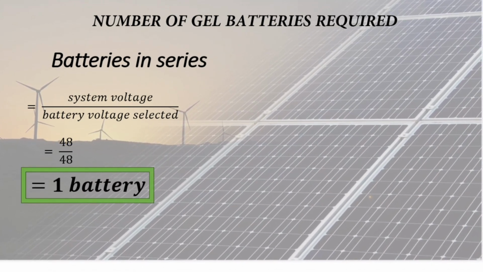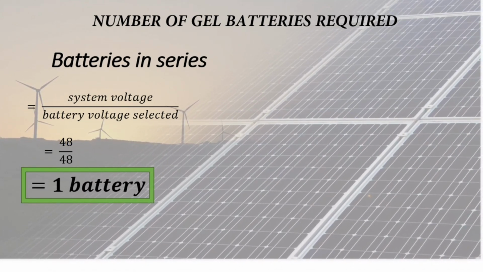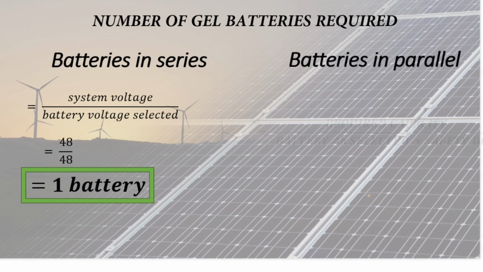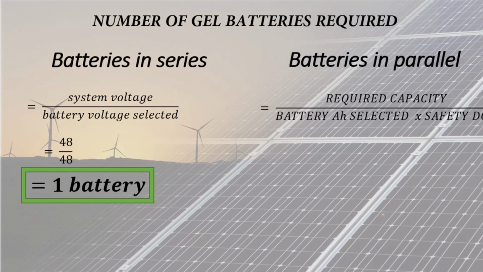Then batteries in parallel. To calculate batteries in parallel, we just use the same formula: required capacity over battery selected multiplied by the DOD. But we have to remember that for gel batteries, the DOD is 50%, not more than that. So they are less efficient. But let's take, for example, we can't take 50%, let's take 40%.